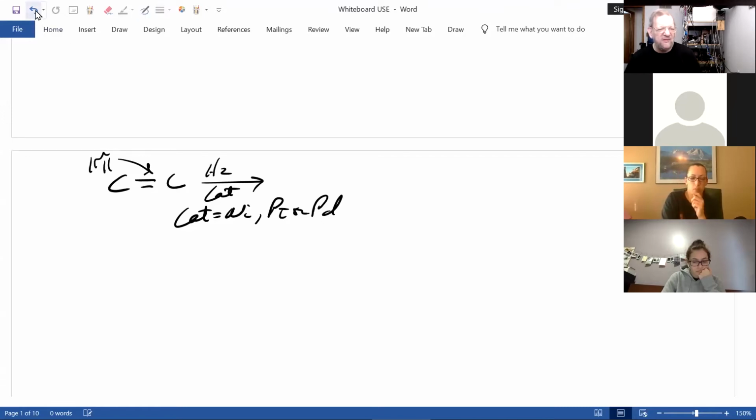That's an awful looking pi. Hold on. That's better. A pi bond and a sigma bond, a single bond. You don't break single bonds, but pi bonds you can break. And each carbon of the double bond gets a hydrogen. Well, let's look at the following.